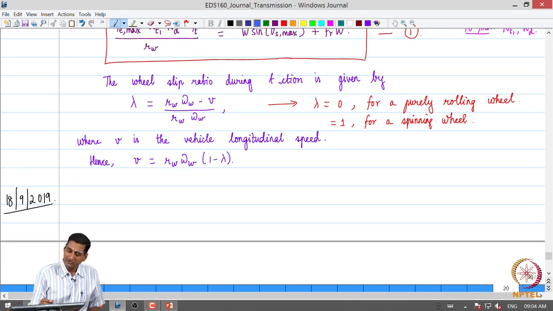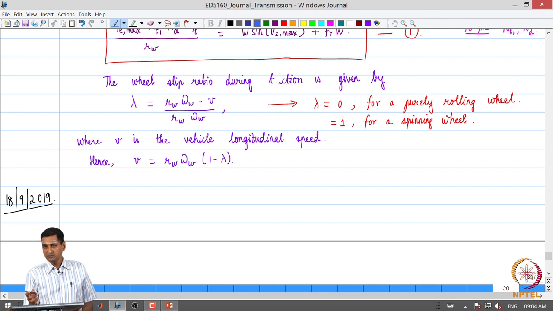Then I defined something called the wheel longitudinal slip ratio, which during traction is given by this formula. Typically it is represented as lambda; some people call it kappa, and so on. During traction, that is, while providing a thrust to the vehicle, the wheel slip ratio is defined as R, the radius of the wheel, times the angular speed of the wheel, minus the longitudinal speed of the vehicle, divided by the product of R_W and omega_W.